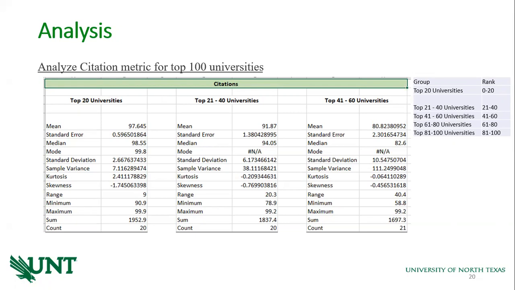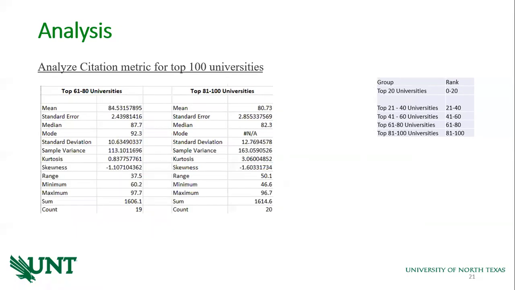So there is a big difference between the standards in terms of citation metric for the 45th ranked university and for the 55th ranked university. And the 61 to 80 ranked universities block is also the same. I mean, the variance is a little high, and the same for the 81 to 100 ranked universities block.